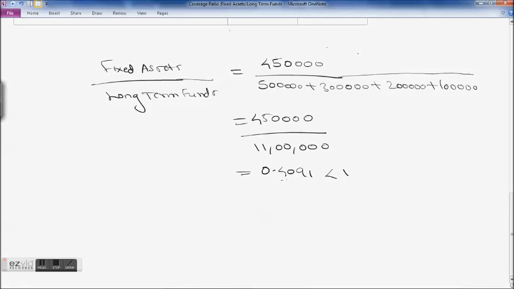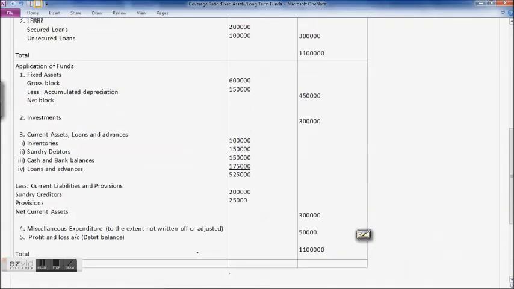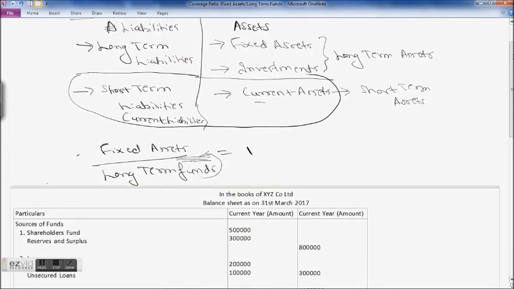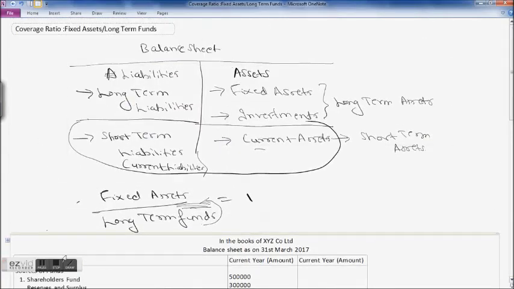And if you see, the ratio is 0.41. That is very much less than 1. It is even less than 0.50, so less than 50%. That means there are sufficient long-term funds to cover your fixed assets. So this is one of the coverage ratios, or the ratio wherein you can find out the long-term solvency of the funds. Thank you.